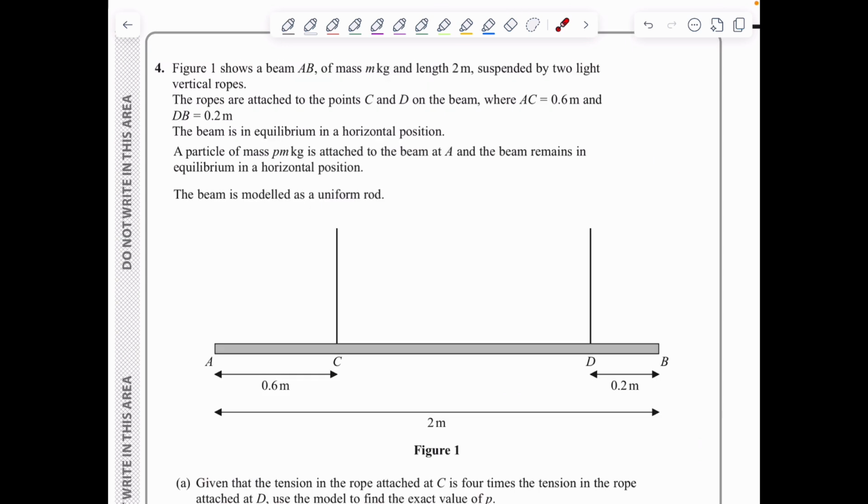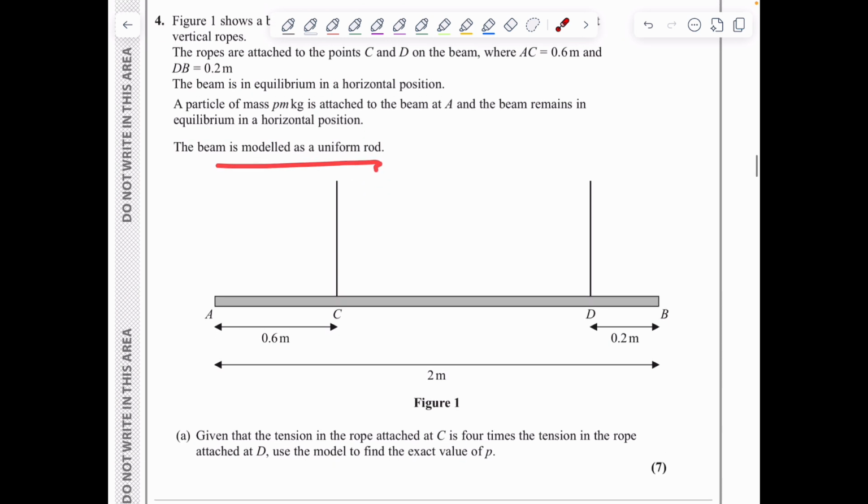In question 4, we've got the beam AB having a mass of m kilograms and a length of 2 meters. It's suspended by 2 light vertical ropes at C and D. The beam is in equilibrium in a horizontal position. We are attaching a particle of mass pm kilograms at point A, and the beam remains in equilibrium in a horizontal position. The beam is modeled as a uniform rod.